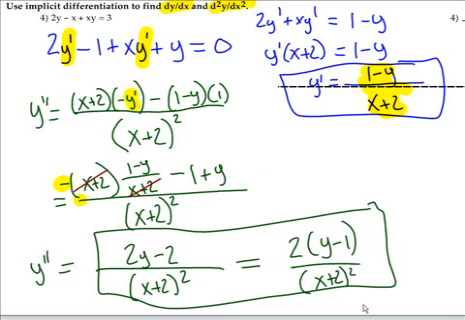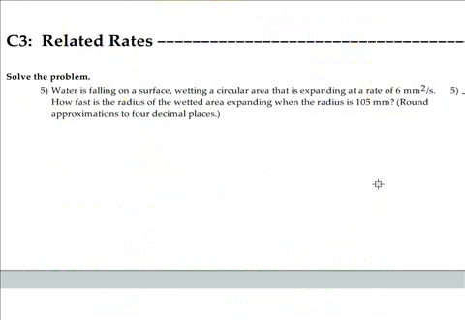Any questions on either of those? Take a look at number 5. Water is falling on the surface, wetting a circular area that is expanding at a rate of 6 square millimeters per second. How fast is the radius of the wetted area expanding when the radius is 105 millimeters? Round our answer to 4 decimal places. Some of you had trouble getting 4 decimal places. How fast is the radius?